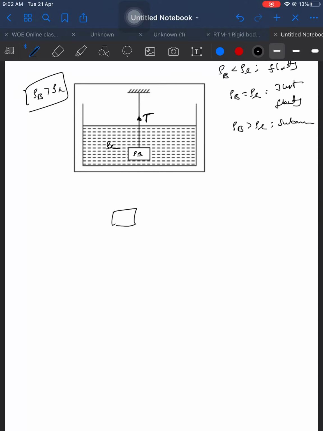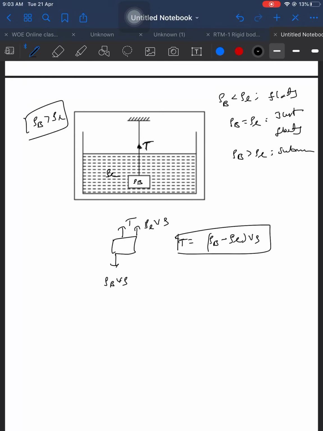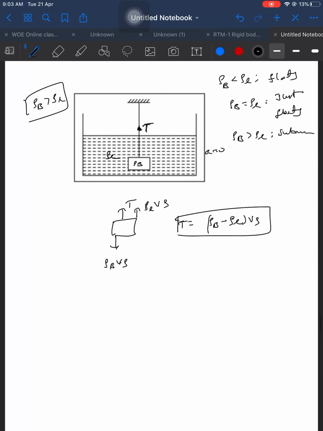Let's draw a free body diagram. Tension, and the downward force mg, which is rho b into v into g. There is one more force, the buoyancy force, rho l into v into g. The total volume is submerged, so this is v. And so T is equal to (rho b minus rho l) into v into g. This is the tension when the acceleration of the vessel is 0. Let's consider the other case.